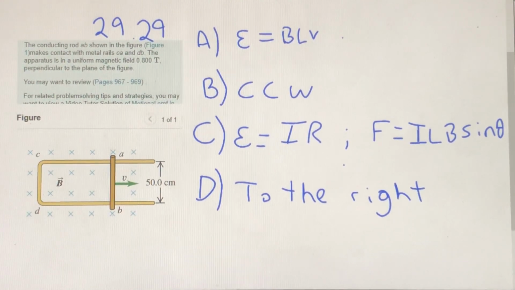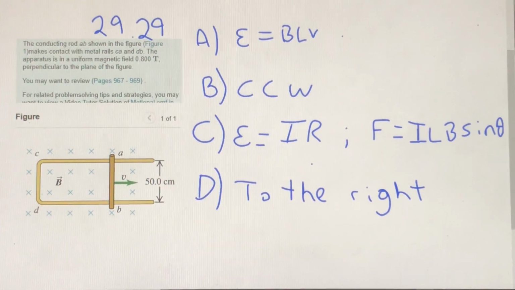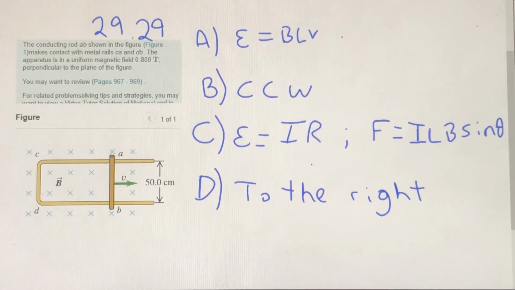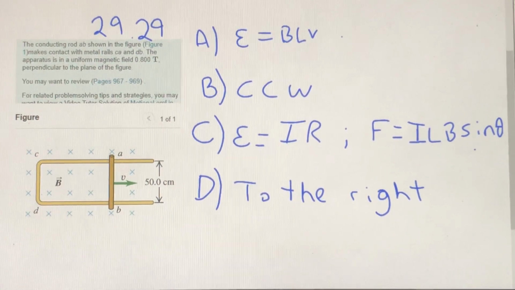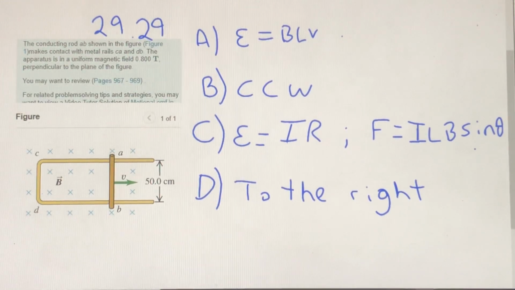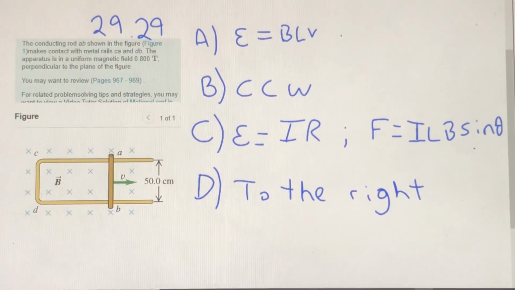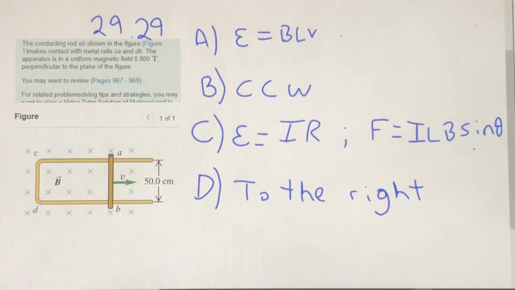So EMF and force are correlated through using the equation EMF equals IR. We relate our current to EMF with Ohm's law. The force on the rod is equal to F equals ILB times sine theta. We solve for our I and plug into the force equation, and now we have every variable we need. We plug them all in, which gives us 0.8 newtons to the right.